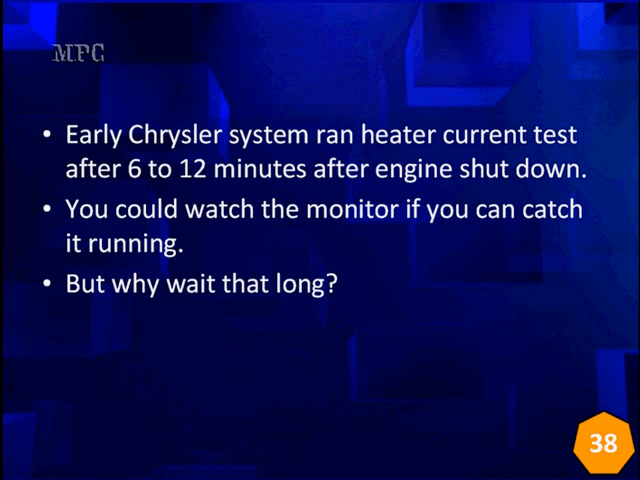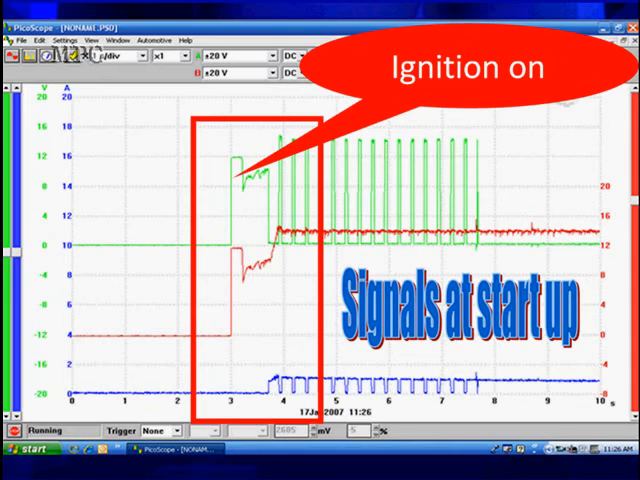Early systems ran the heater current test 6 to 12 minutes after engine shutdown. Now, you could watch the monitor if you could ever catch it running. We tried for years and never could catch it running. But why wait so long? Why waste time? We can run our own test. Here is an S-spec, and we're going to break each one of these signals down.